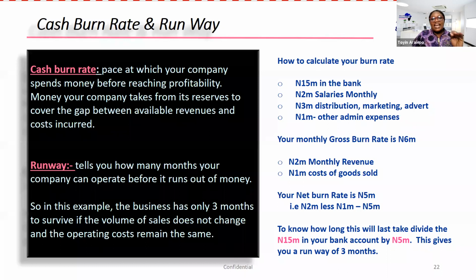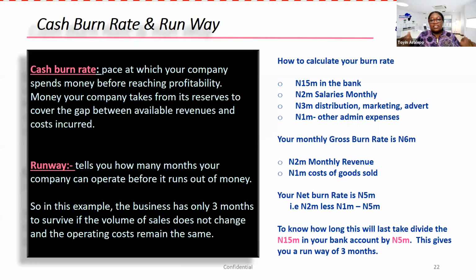Now, let's assume that your revenue is 2 million on a monthly basis, and 1 million is the cost of goods sold, right? So what is your net burn rate? What you just need to do is take out your cost of sales from your revenue. So you have 1 million left. So your net burn rate is 5 million. That's 6 million less the 1 million that is remaining after taking out your cost of sales from your revenue.